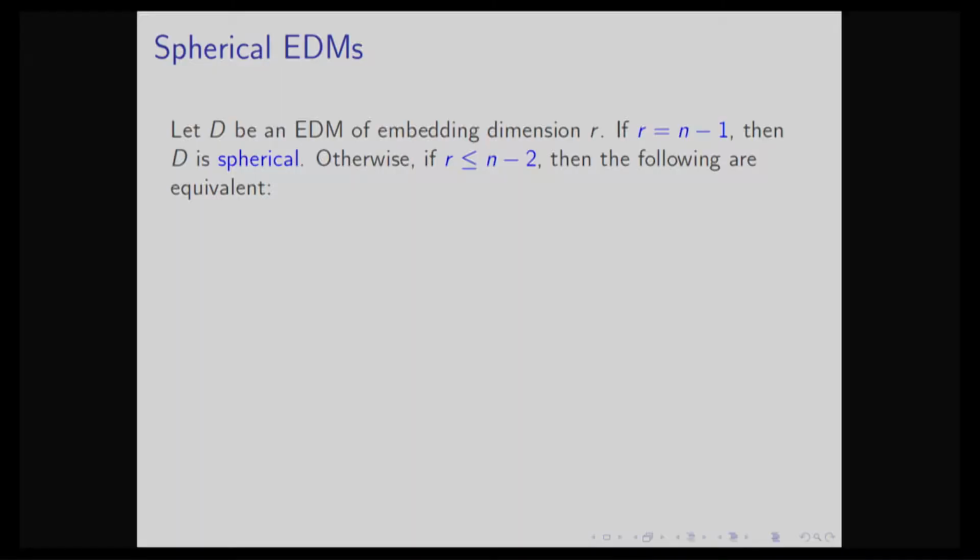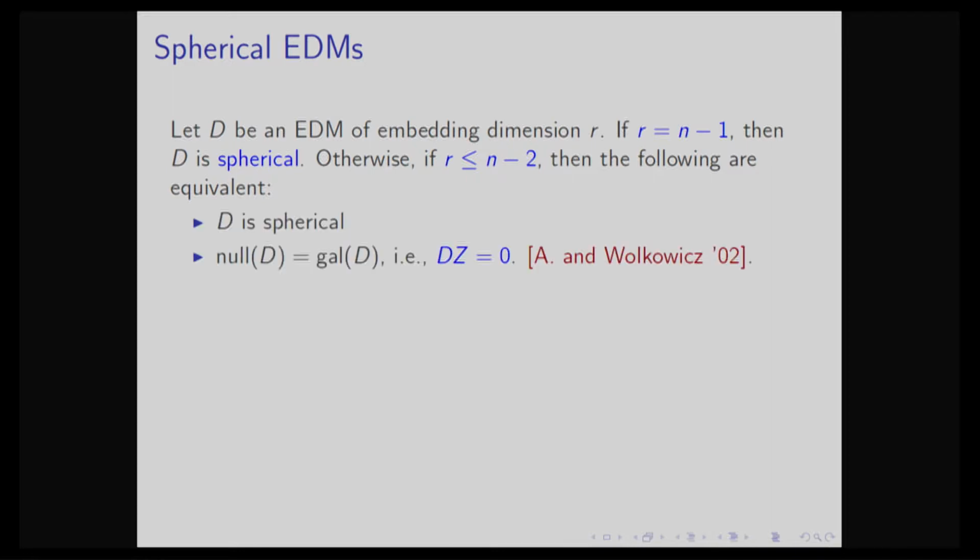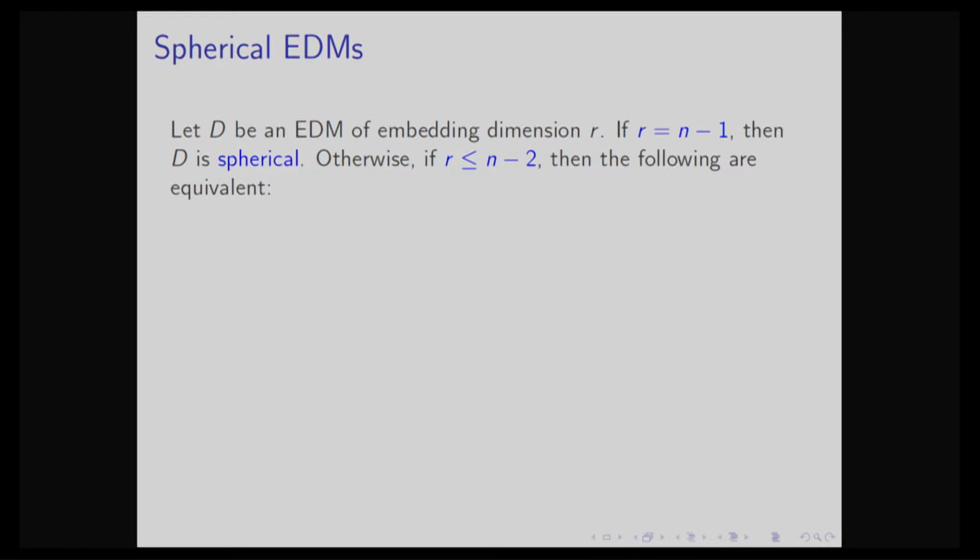Okay. So let's concentrate on spherical EDMs. Spherical EDMs have a very rich mathematical structure, and there are many, many characterizations. So you can pick which characterization is suitable for whatever situation you have. Okay. So let's take the first result. If the embedding dimension is equal to n minus 1, this means that the points are affinely independent. Then D is spherical.